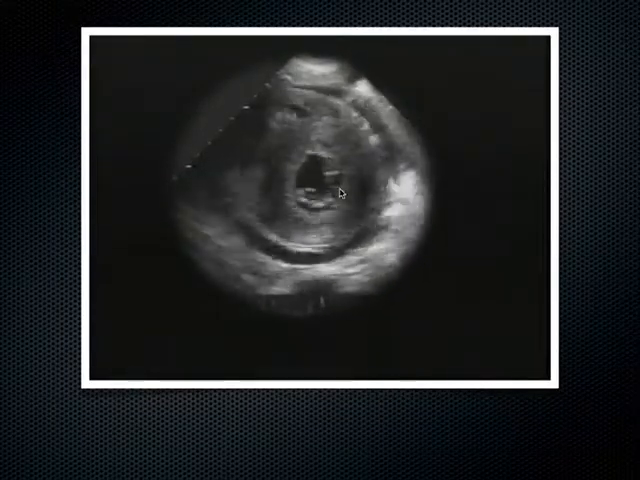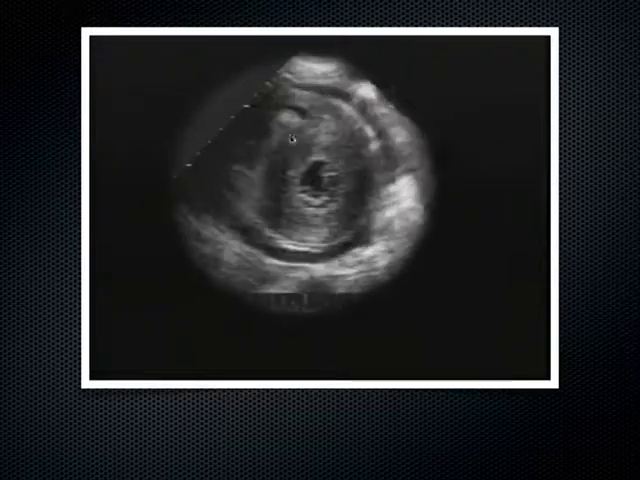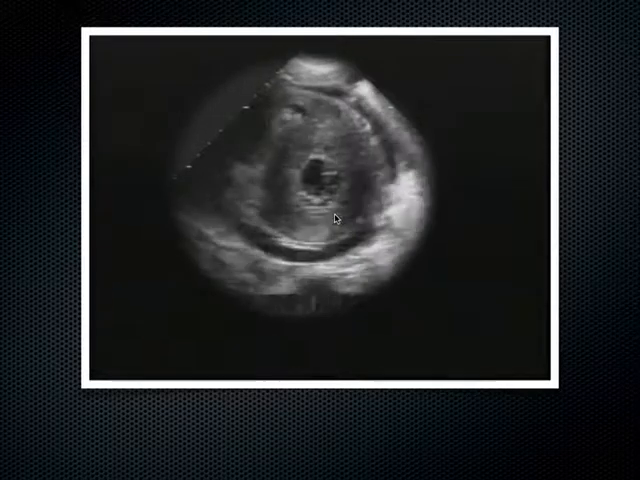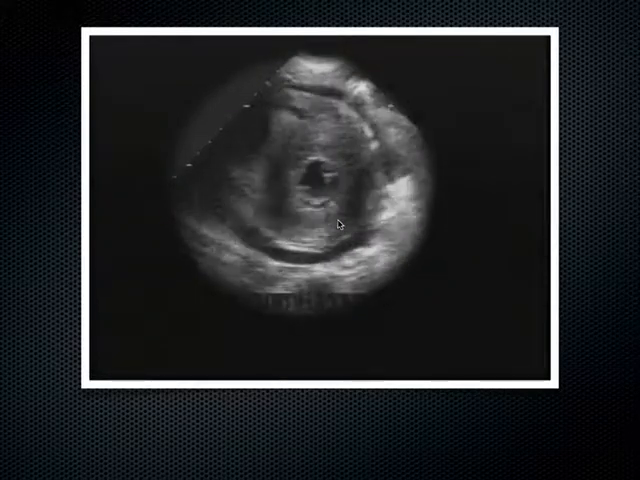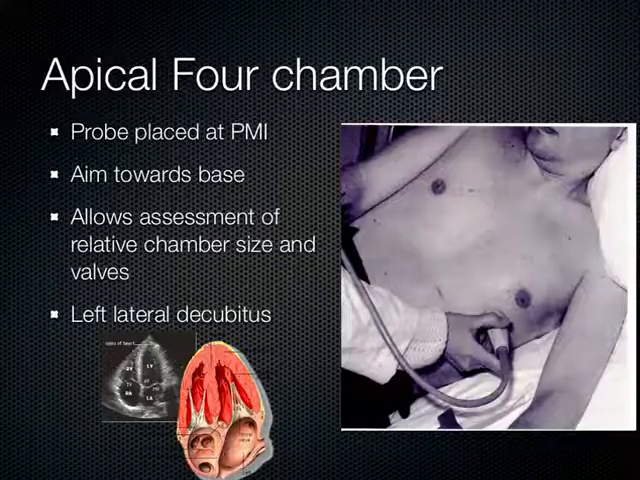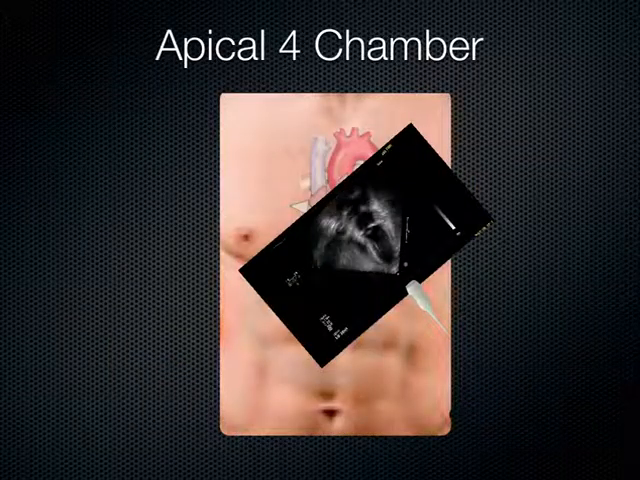Once again, this is a very thickened left ventricular wall, but we can see the mitral valve fish mouth view bouncing up and down. Now the apical 4 chamber involves placing the transducer right at the point of maximal impulse, aiming the sound towards the base of the heart. And this allows assessment of the various chamber sizes, and really the best way to do this is to get the PMI to come to the chest wall. So roll the patient left lateral decubitus.